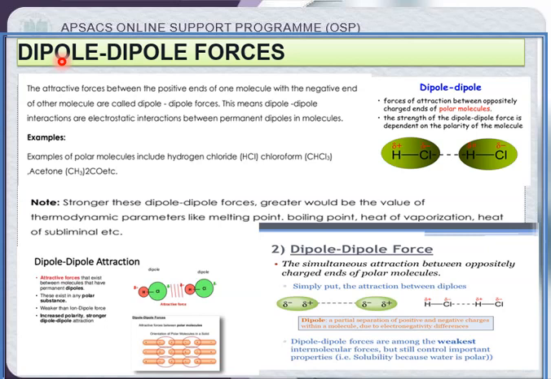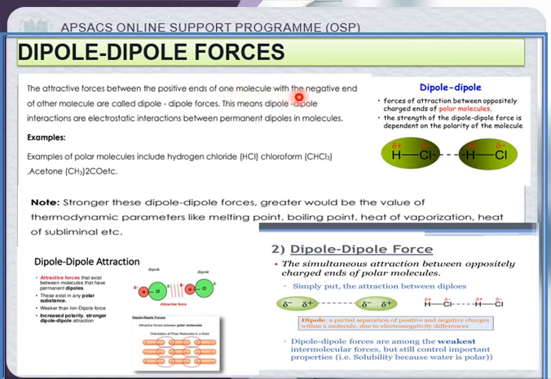Here is the example. Here is one molecule, hydrogen chloride. Hydrogen is partially positive, chlorine is partially negative. Here is another molecule of hydrogen chloride. Here too hydrogen is partially positive, chlorine is partially negative. The force of attraction between the oppositely charged ends, that is chlorine negative and hydrogen positive, is called dipole-dipole forces. Examples of polar molecules include hydrogen chloride, chloroform, acetone, etc. It is the force of attraction between oppositely charged ends of polar molecules.